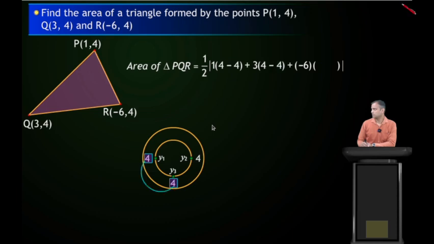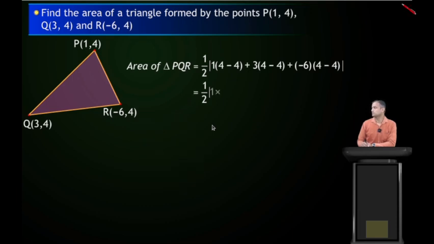So again 4 minus 4, and then again we have 4 minus 4. So if you can solve this one, it is again 0, then 0, then 0. And here you can see that the area of this triangle is 0.